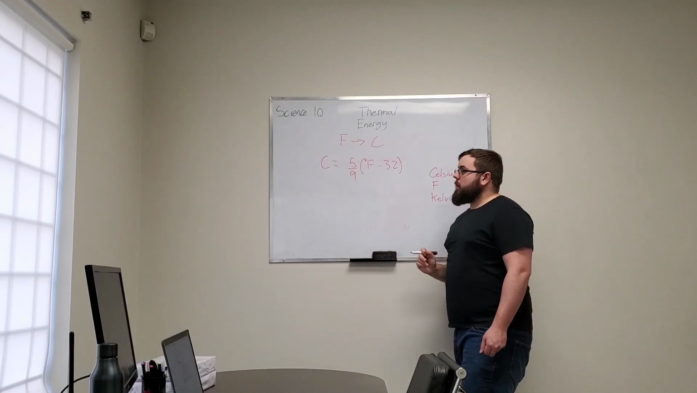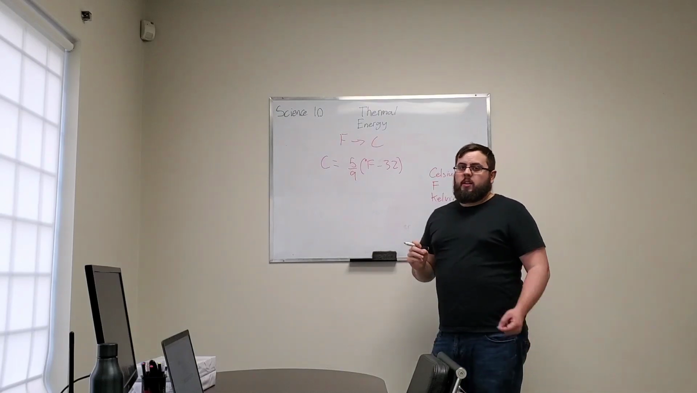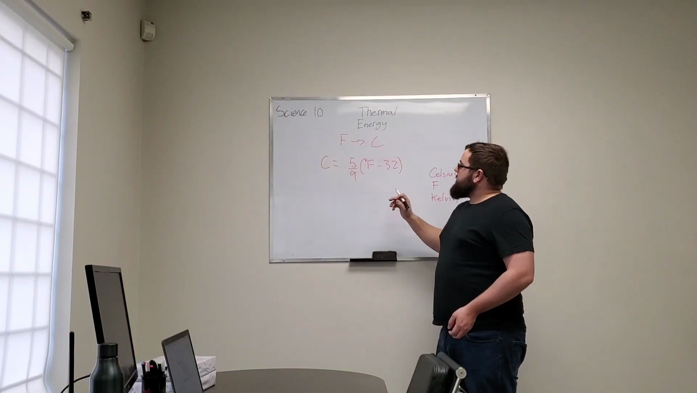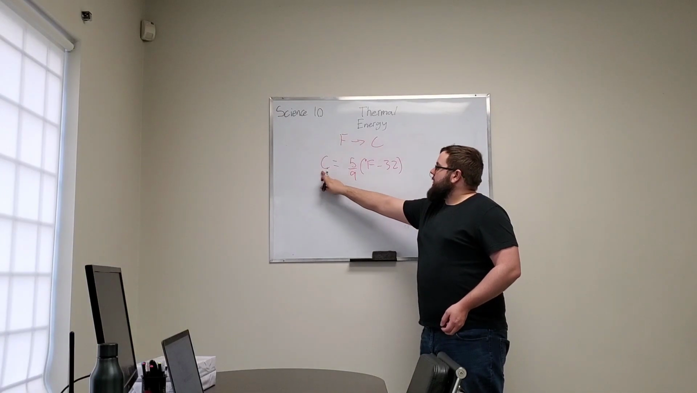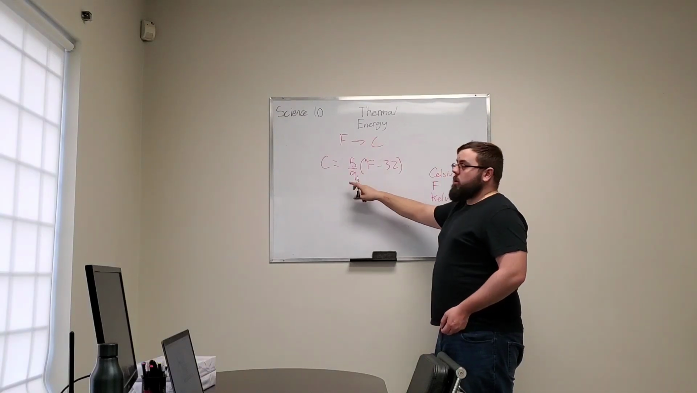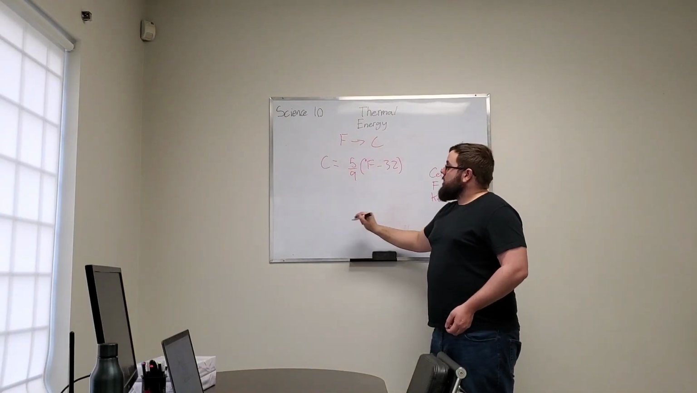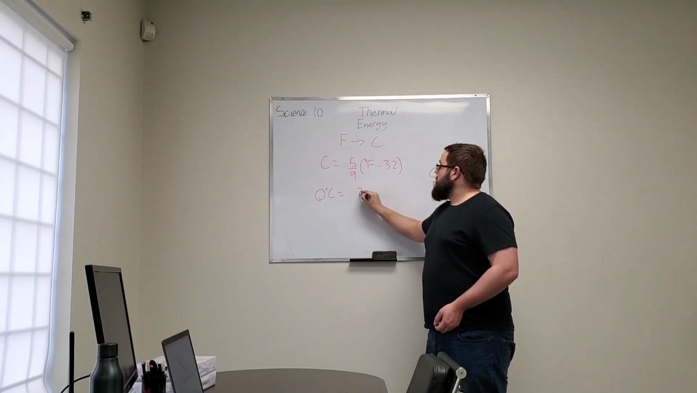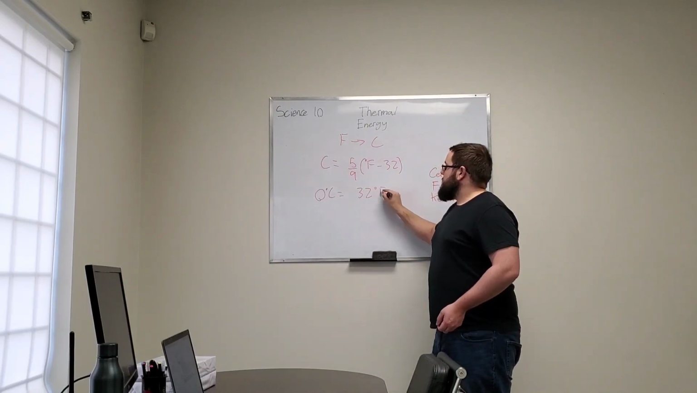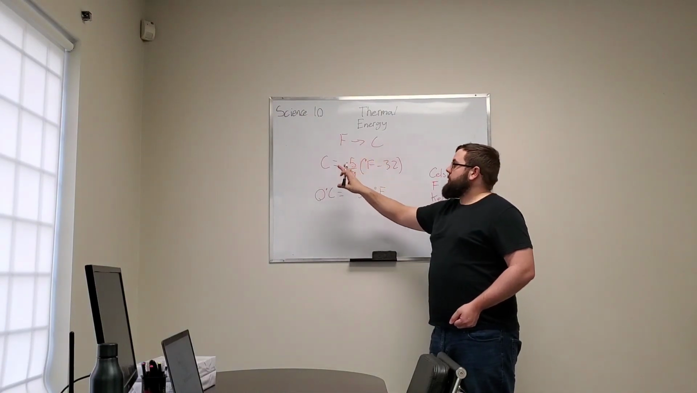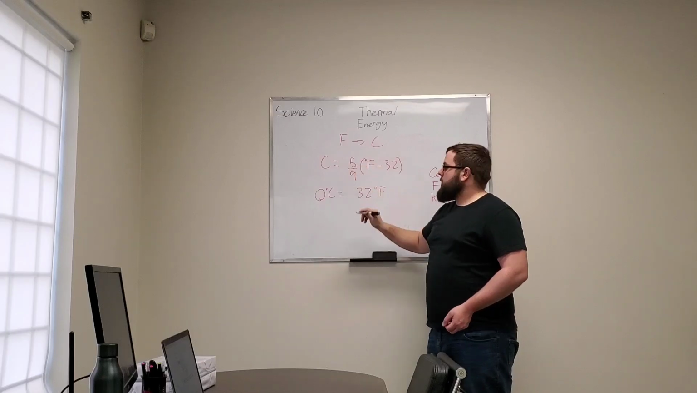So if we were curious as to what freezing is in Fahrenheit, we can put in 0 for Celsius here, right? We want this to be 0. Well, the only way we can make this 0 is if F minus 32 equals 0. So 0 degrees Celsius actually equals 32 degrees Fahrenheit. Kind of cool. So we can rearrange this formula if we want Celsius and we want to find Fahrenheit. We can move it all around.